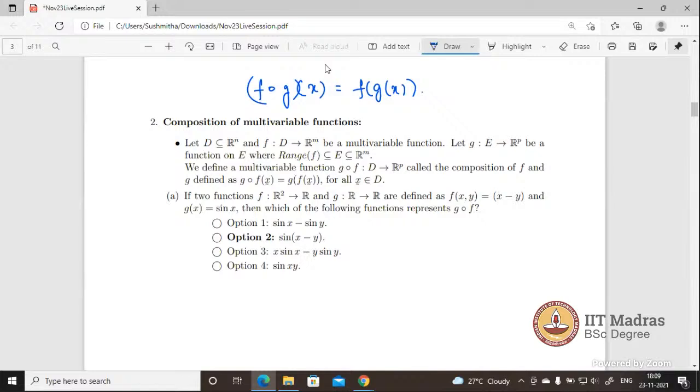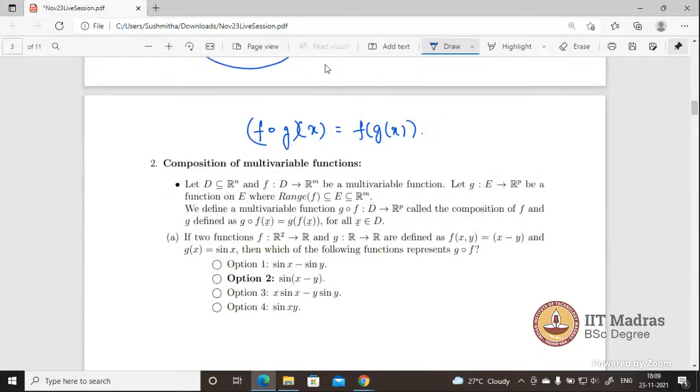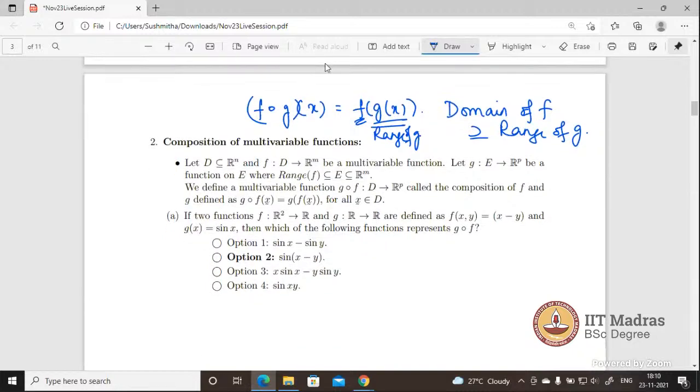Even when we define it for the one variable case, what is the domain of f? It is not necessarily the real number. The function should be defined on all points where g takes a value, right? So this is the range of g. So the function should be defined. That is, the domain of f should contain the range of g. Yeah. So the same thing holds for multivariable functions as well. So composition of multivariable functions is possible only if this happens.